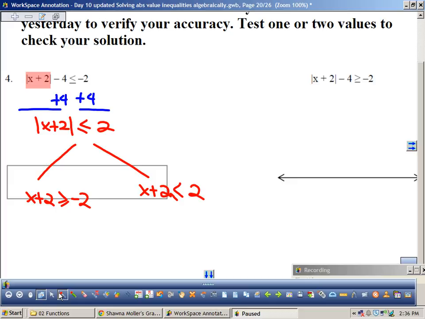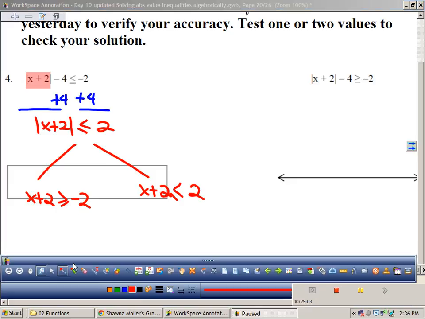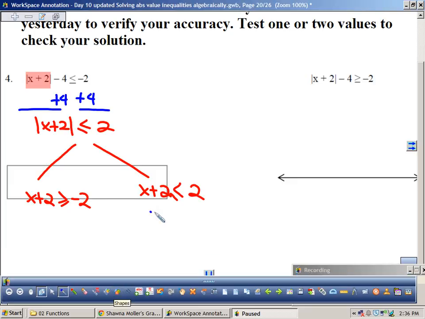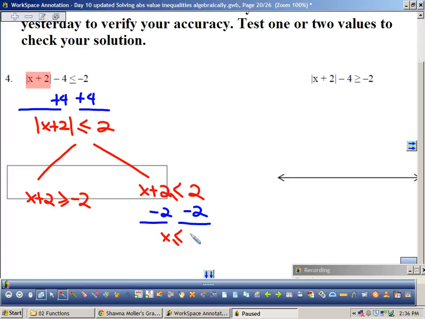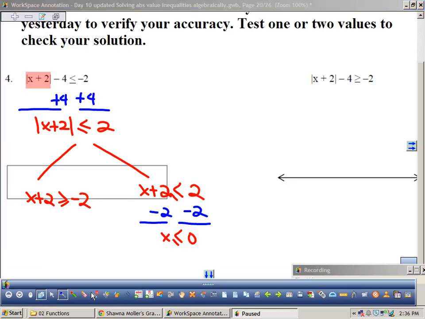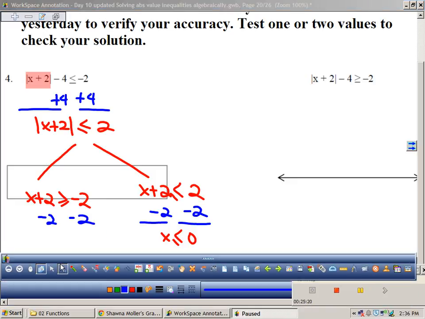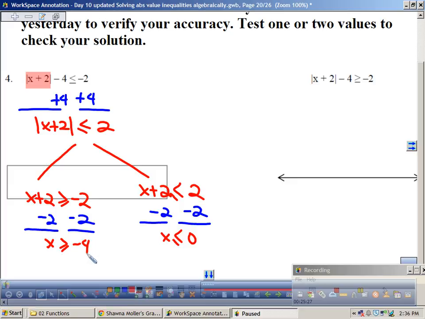Because we're talking about the other side of the number line, the negative numbers, we had to switch the sign and make it a -2. You got it? Okay. So now to continue, all I have to do is subtract 2 from both sides, and I get x is less than or equal to 0. And on this side, I'm also going to subtract 2 from both sides, but this time I get x is greater than or equal to -4.